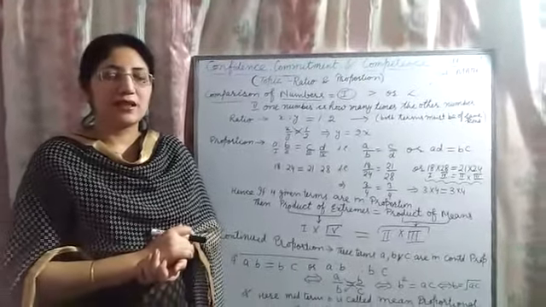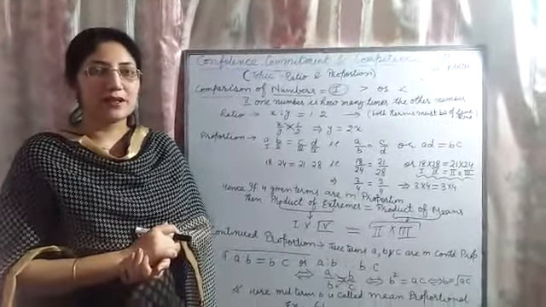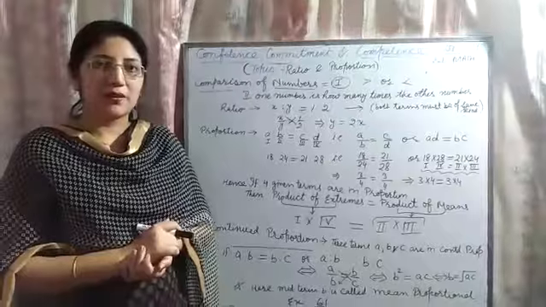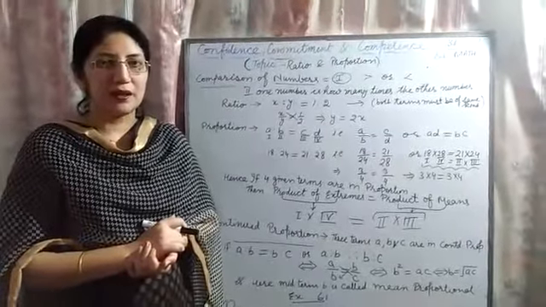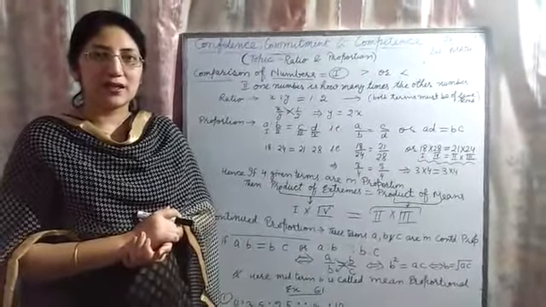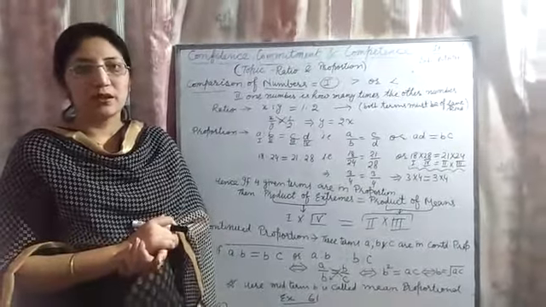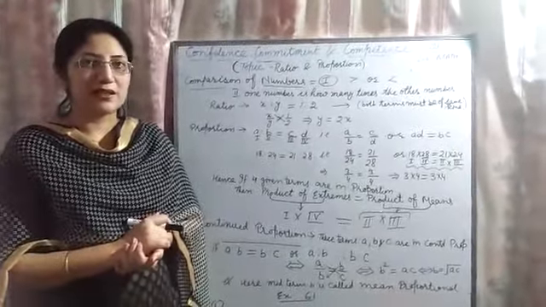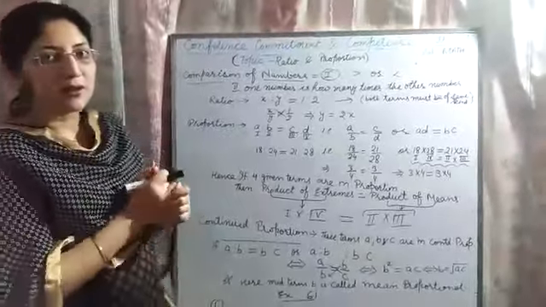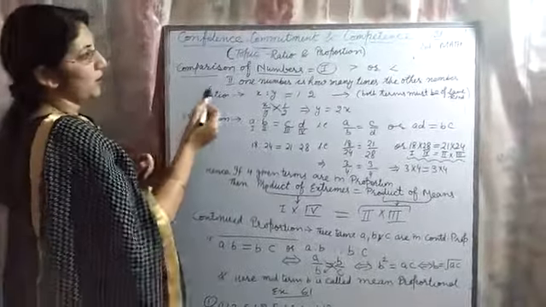Students, in the last lecture we have done the chapter subsets and I hope you have revised the exercise thoroughly. Now we are going to start our next topic, that is ratio and proportion, that we have done in previous classes 6th and 7th also. Let us start with the topic ratio and proportion.